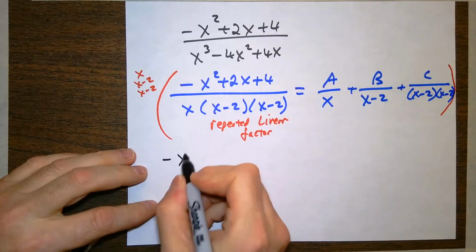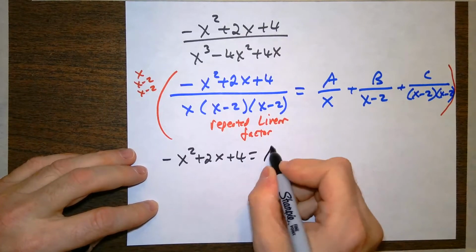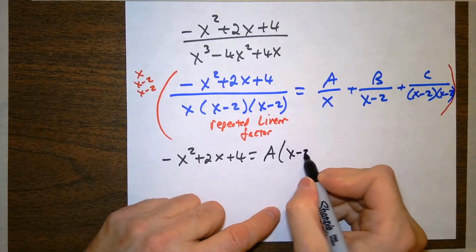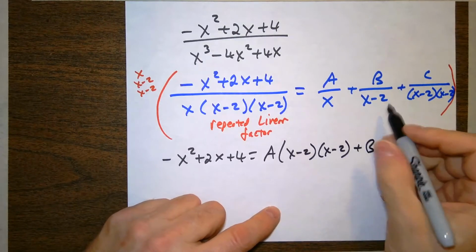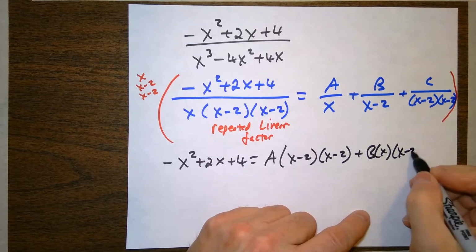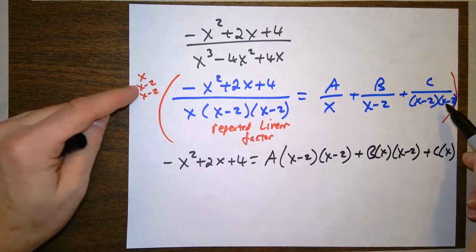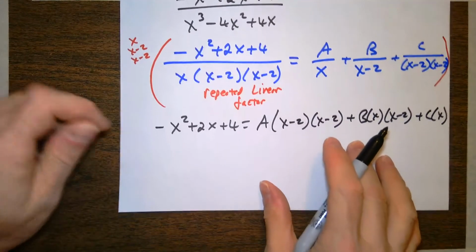I'm going to get negative x squared plus 2x plus 4 equals a times, well, the x's cancel, and then I'm going to have x minus 2 and another x minus 2, plus b times, the x minus 2's cancel, but I'm going to have an x and an x minus 2, plus c times just an x. Both of the x minus 2's cancel. So same strategy here. We're going to break it all up and match up the coefficients. So a little bit of algebra here.